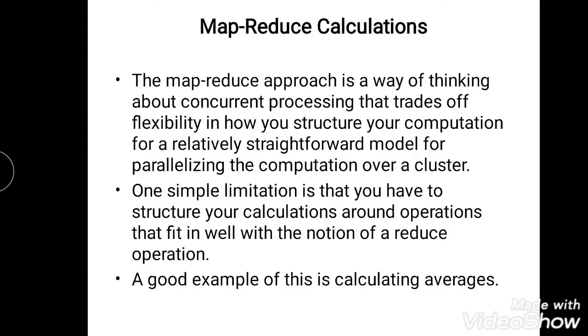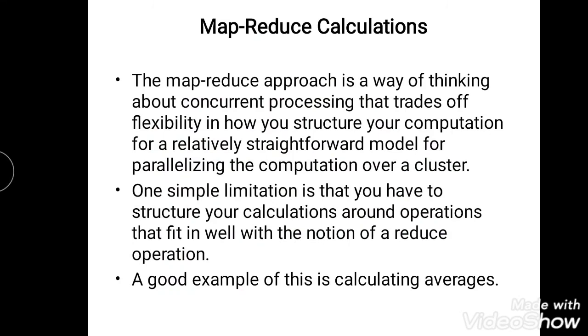And composing map reduce calculations. The map reduce approach is a way of thinking about concurrent processing, how you structure your computation in a straightforward model for parallelizing the computation over a cluster. Within a map task, how you can operate on a single aggregate. Within a reduce task, how I can operate on a single key, and what are the other limitations of this. One example for this is calculating averages. Let's consider the kind of orders we have been looking at so far. Suppose we want to know the average order quantity of each product.